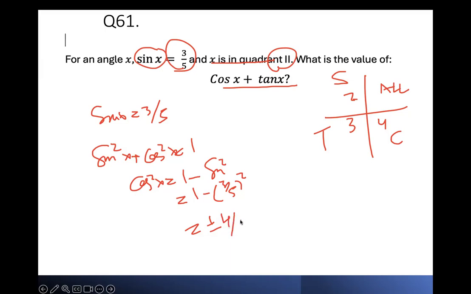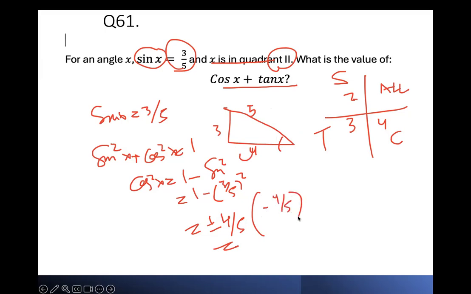4 over 5. Or you can use the triangle. You don't have to go this pathway. You can do the other pathway. If this is sine, opposite over hypotenuse, the adjacent has to be 4. And therefore, you can find the cosine. You can do the same thing. Or you can use this formula. That's where it came from. But in quadrant 2, cosine is negative. So make sure you pick minus 4 over 5.